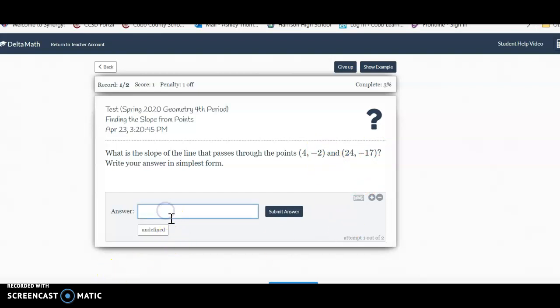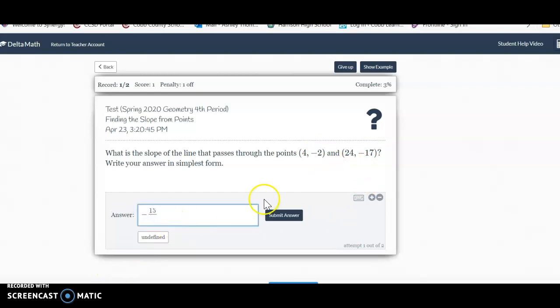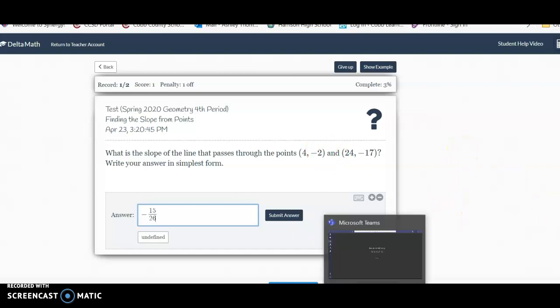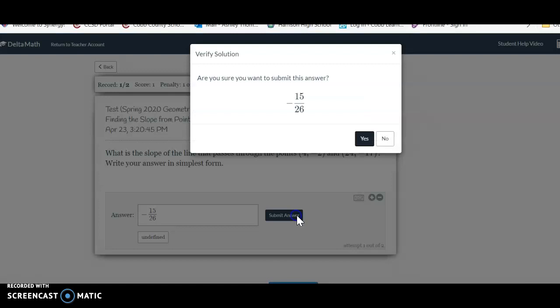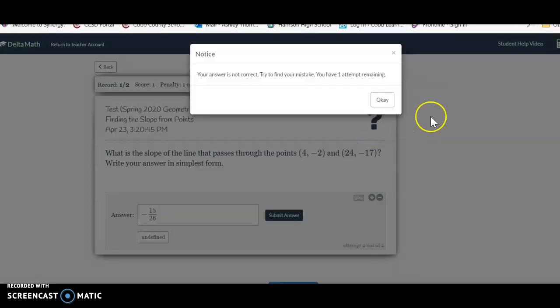Whoops. -15. And then I just pushed the little slash in order to make a fraction. And then 24 minus -2 is 26. 15 over 26. Simplifies, doesn't simplify, submit. I'm not correct. Okay, I'm going to reattempt it.